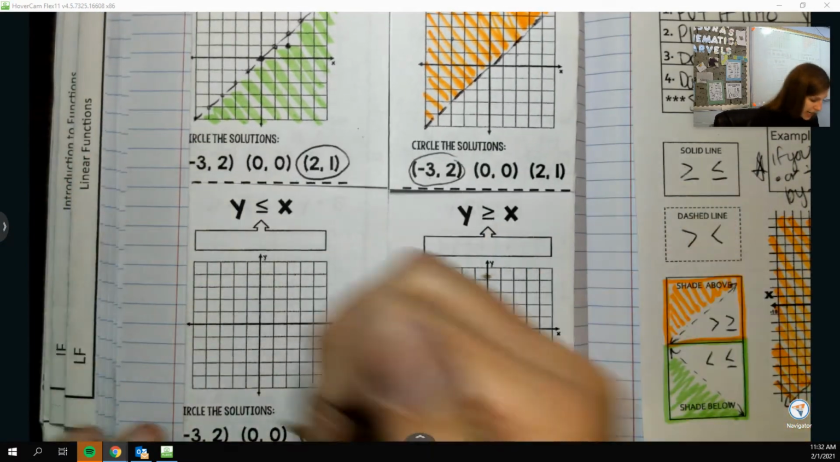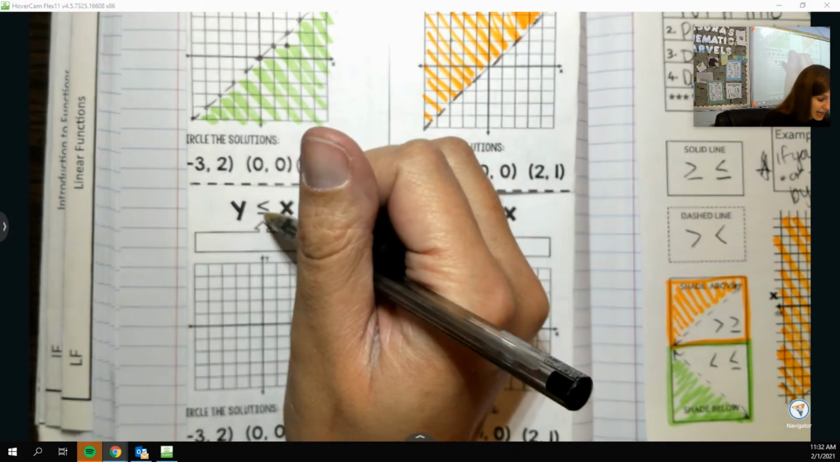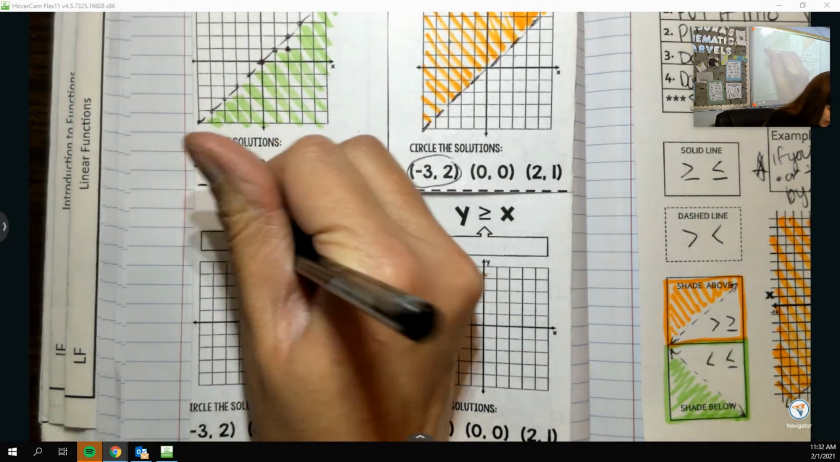These two are also the same line, so we'll get that same line going. However, it is now a solid line because we have the line underneath. So solid.